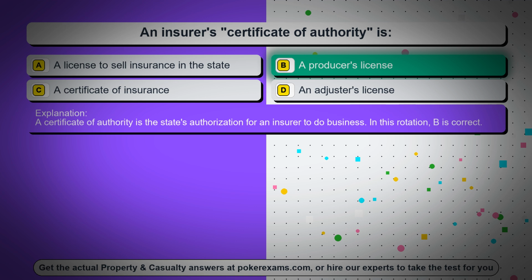A certificate of authority is the state's authorization for an insurer to do business. In this rotation, B is correct.